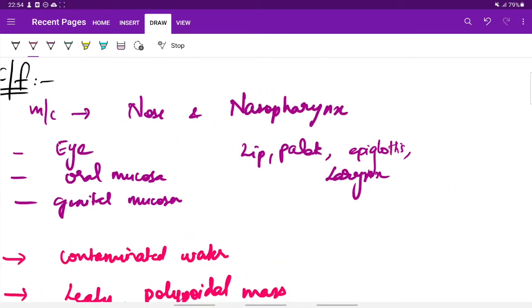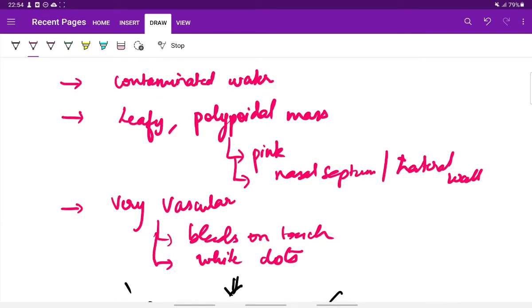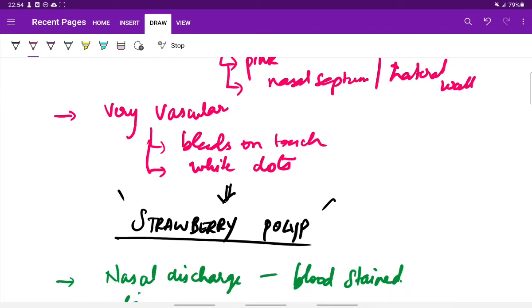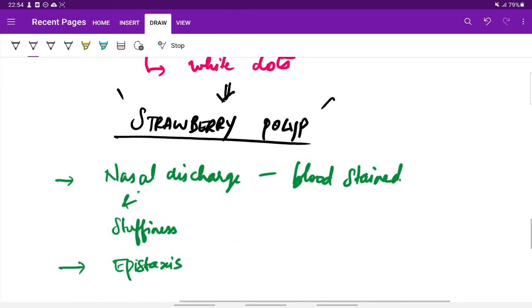Clinical features, most commonly involves the nose and nasopharynx. The other regions involved include the lip, palate, epiglottis, larynx, eye causing conjunctivitis, oral mucosa and genital mucosa. It is also seen in contaminated water. The patient presents with a leafy polypoidal mass which is pink in nature, more commonly seen in nasal septum or the lateral wall of nose. It is a very vascular lesion which bleeds on touch, and there are white dots on the surface which represent the endospores. So because of all this, it is called a strawberry polyp.